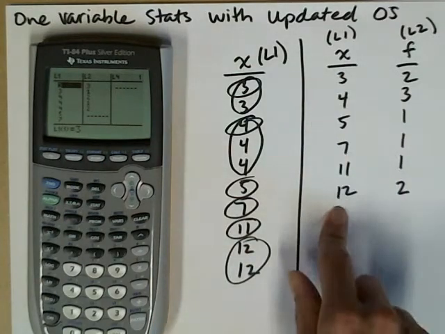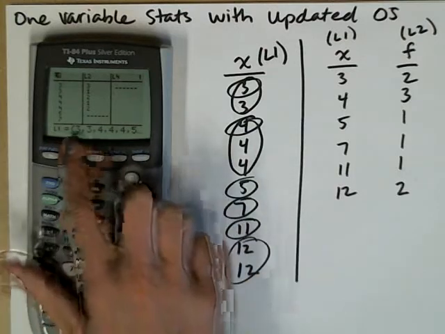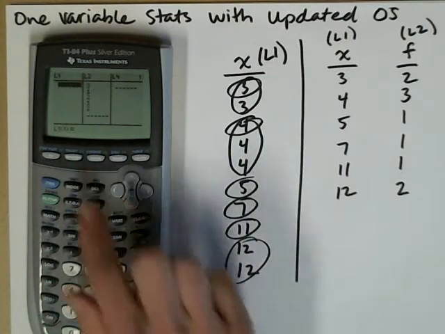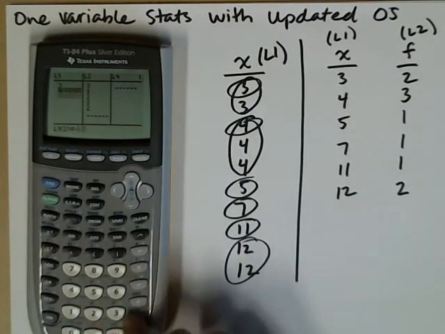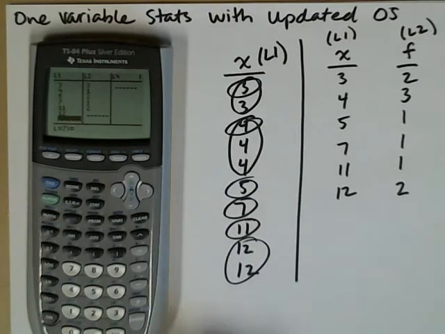And I want to change what's in L1. I'm just going to clear the whole thing and start over. So I'm going to arrow up to the L1 name. My values are at the bottom, so I hit clear, and then enter to clear it from the table. I'm at the top now, I'm ready to enter my values. 3, enter, 4, 5, 7, 11, and 12.